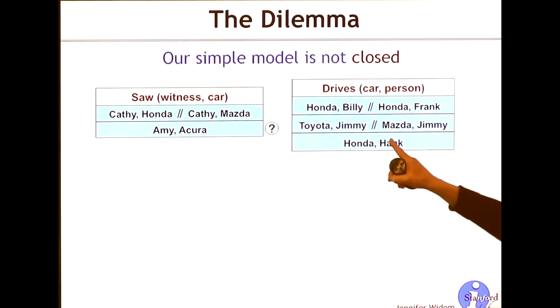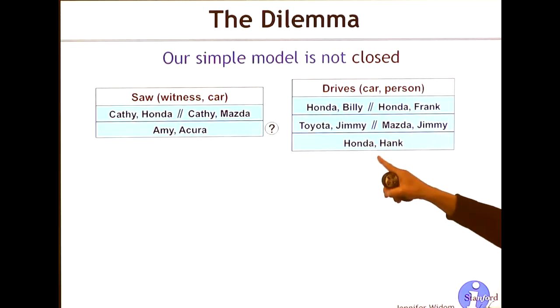I'm going to expand the data here to include 2 more tuples. We're going to have Jimmy, who drives a Toyota or Mazda, and a Honda that's driven by Hank. Okay? Anybody notice anything about my data? Very high level thing. Male criminals, female witnesses. Just like real life.